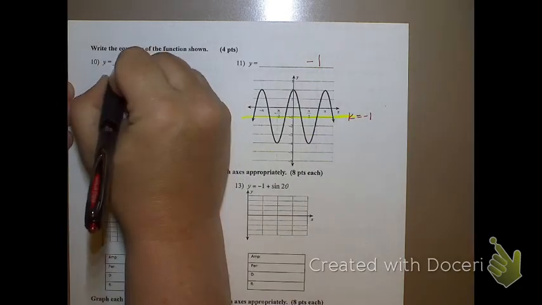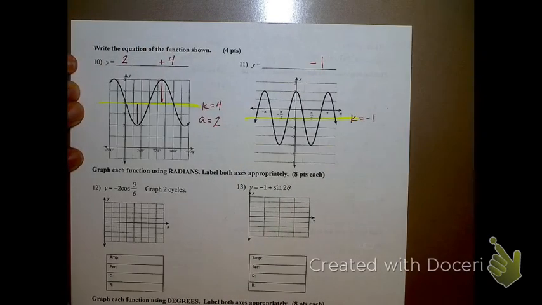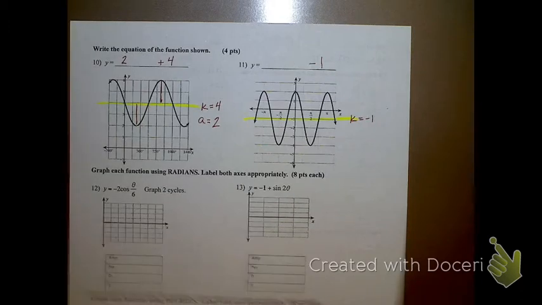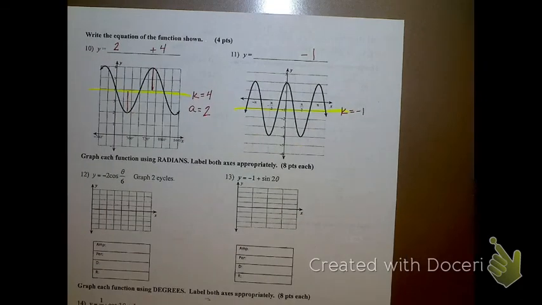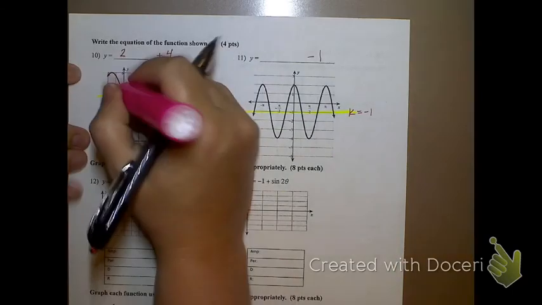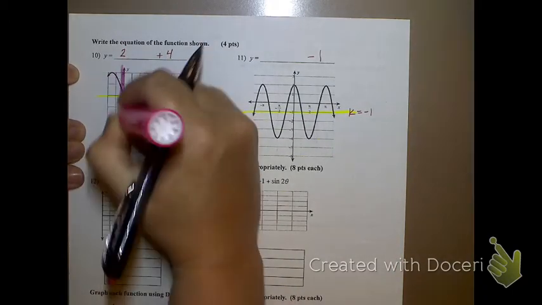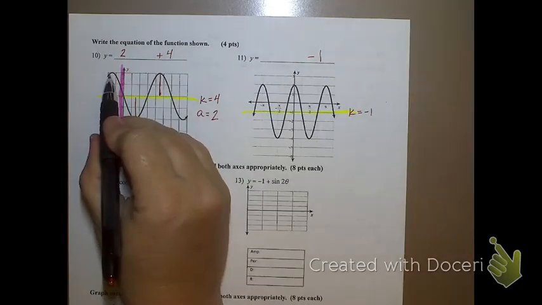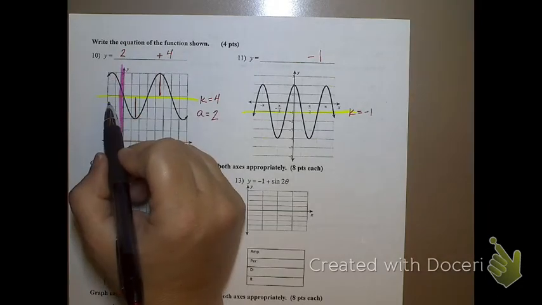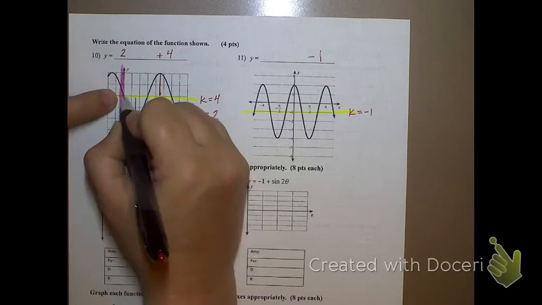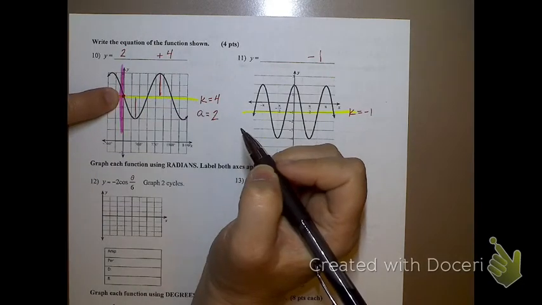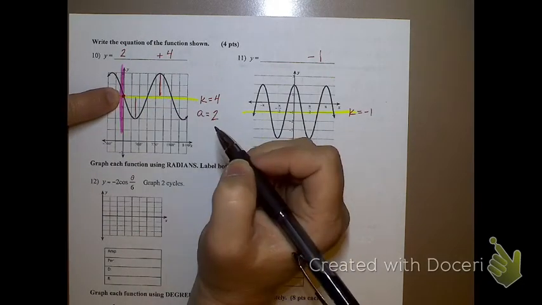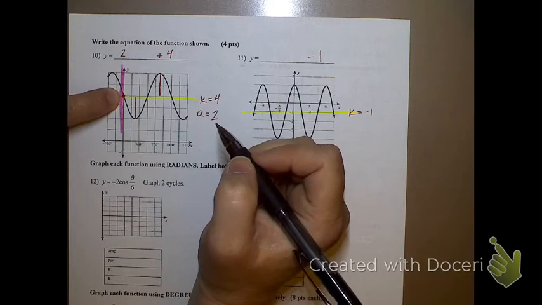So I have a 2 at the beginning. Now I need to know if that's a positive 2 or a negative 2. Where do I start looking at whether this is a sine or a cosine? I start at the y-axis. Some people were starting over here going, oh, it starts at the top. No, that's not where the y-axis is. This is starting in the middle, which tells me what about the kind of function it is? It's a sine function.